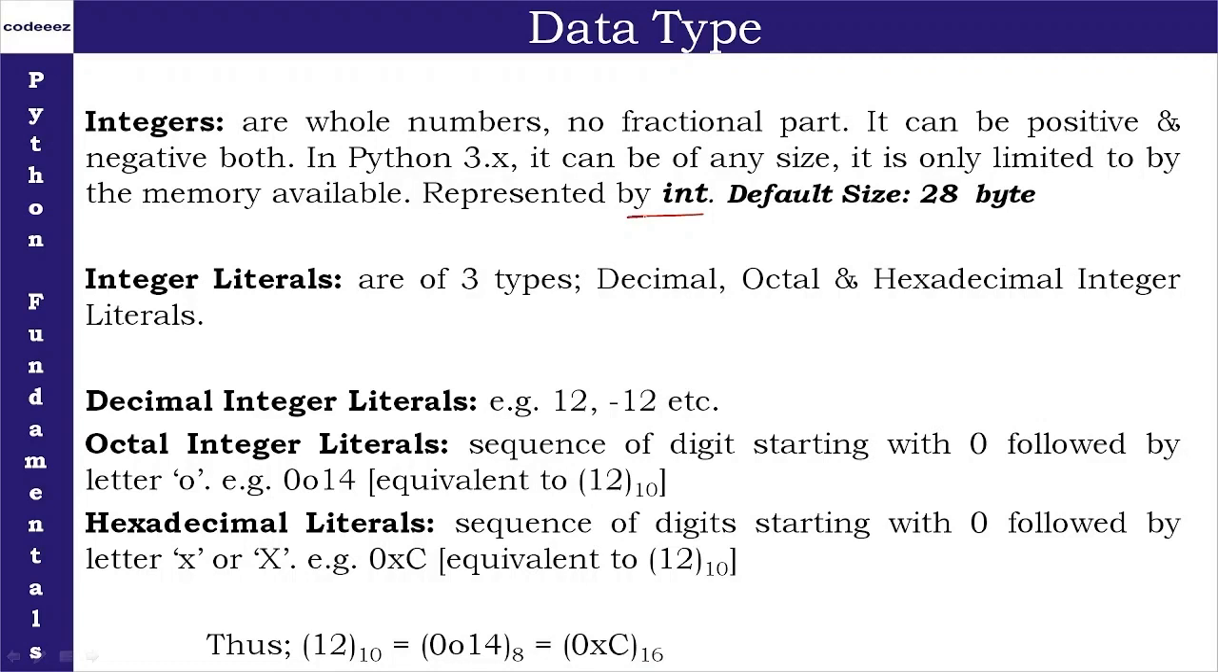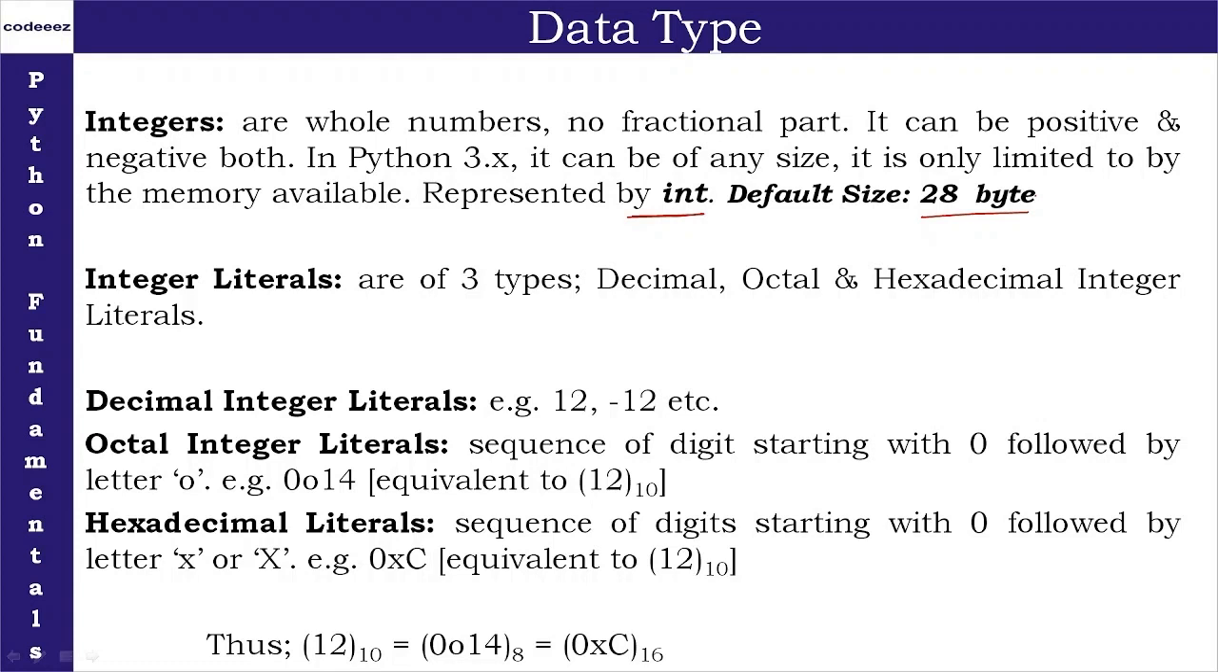The short representation of integer is int, and the default storage space required by an integer is 28 bytes in Python, and this 28 bytes is also dependent on the operating system you are using and the architecture of your system. Now I have written 28 bytes here because I am working on a 64-bit Windows 10 operating system, right? So this is what an integer is. Integers are numbers without a fractional part, without decimal numbers. They can be negative also, positive also, represented by int.